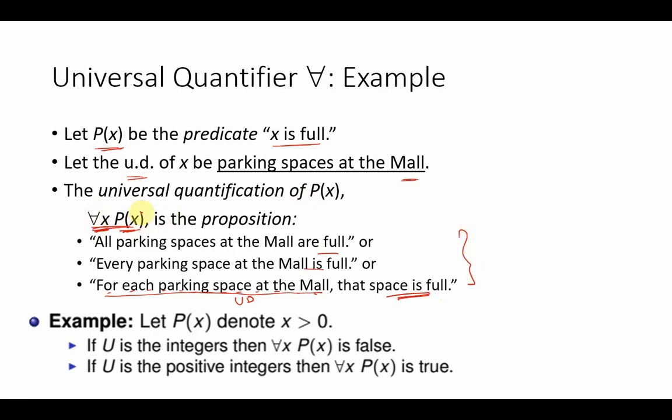Let's take another example. Let us say P(x) denotes x is greater than 0. If U is the set of integers, then for all x P(x) is false. Why? Because the set of integers involves both the positive as well as the negative integers and 0. So for values of x that are 0 or negative, this is false. So I cannot say that P(x) is true for all x. If U is the set of positive integers, then this is true. So these are the examples of universal quantifier.